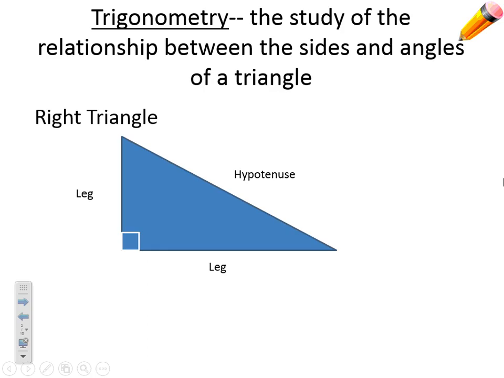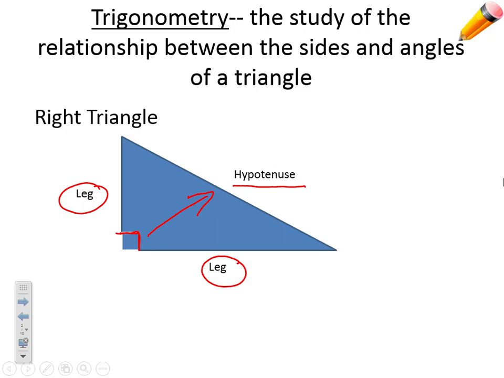All right. We are going to start out with just what is trigonometry. It's the study of the relationship between the sides and the angles of a triangle. So make sure you have this down. We're talking about right triangles specifically. When we have right triangles, we have two legs that are connected by a right angle, and then we have the hypotenuse, which is always straight across from that right angle. Very important to know. You should have this known already.